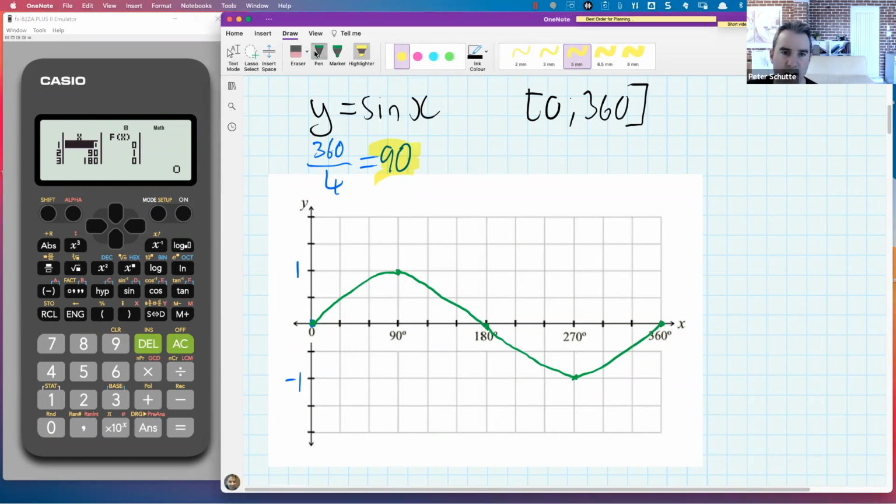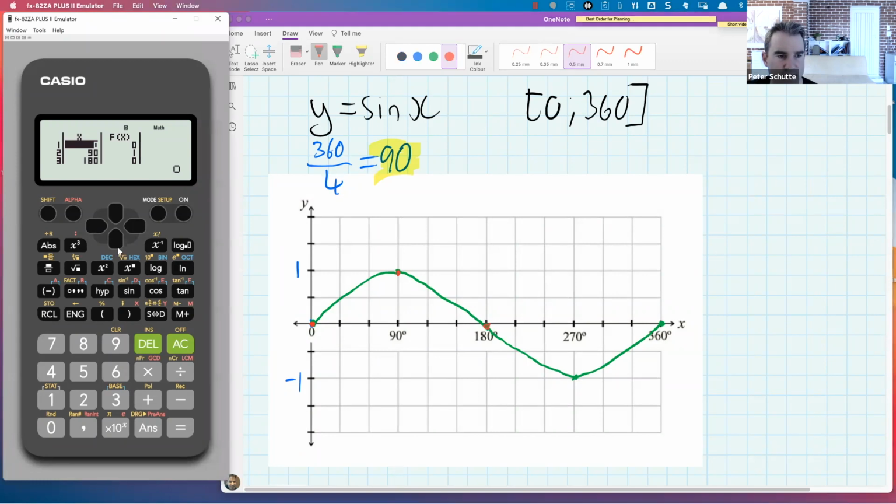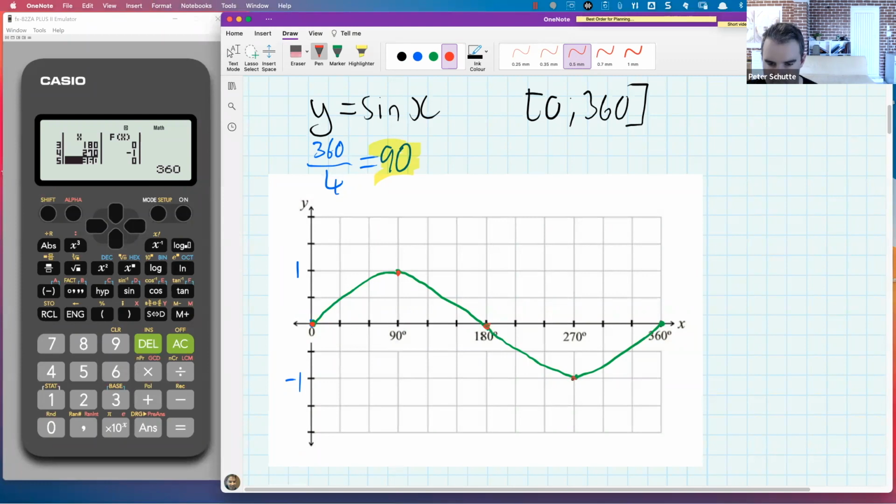So let's just see how I could use this. So the first point is 0, 0. Well, good news is my graph goes through 0, 0. The second point is 90, 1, which is here. The third point is 180, 0. So that's good news for me. Then I hit the down arrow and I get 270 at -1. So that's good news for me. And then 360 at 0. And so actually the calculator can tell me if my points are in the right place.